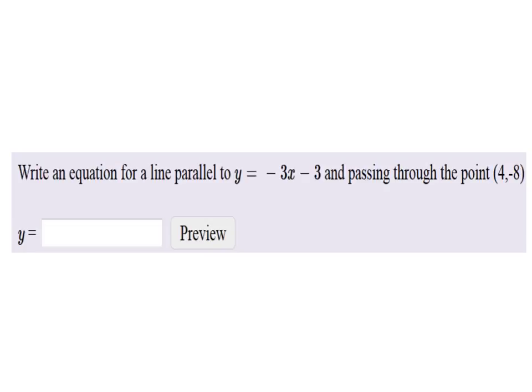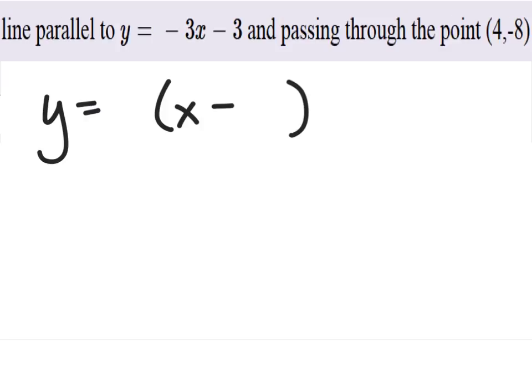Now, this one's a little bit different because specifically they give us the equation for a line. We want to write the equation for a line that's parallel to that through this specific point. So point-slope form will be a big deal on this one as well. All right, so the key point in this one is since it's parallel, we know the slope for the line that's parallel is going to have the same slope, which is negative 3.